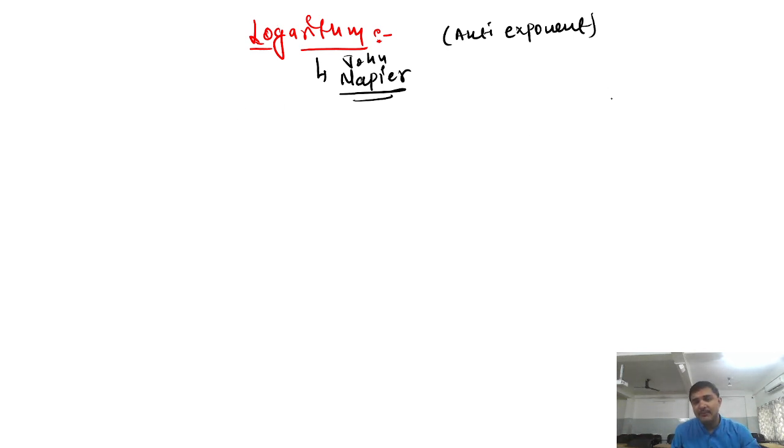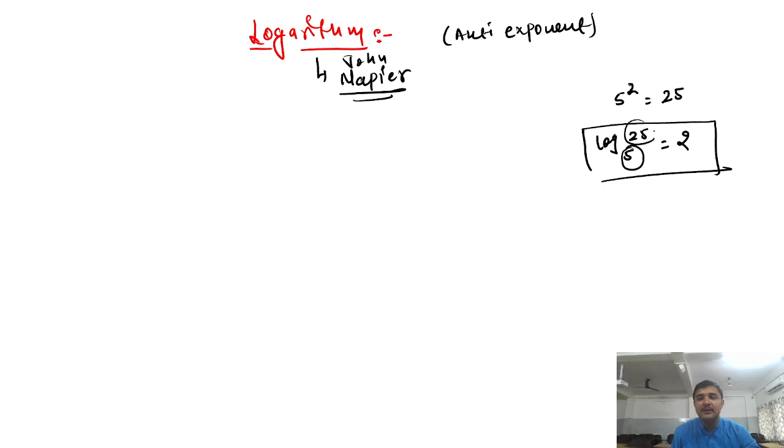How? Say, for example, if I'm telling you 5 square, this is some exponential form, and we know it is 25. But if I'm taking log on both sides, log 25 base 5, so logarithm is actually giving us the answer as exponent. This is what we call the base of logarithm, this is the argument of logarithm, and ultimately the answer we get is the exponent. I'll read it as: which power should I apply on 5 so that we get 25? Logarithm is basically giving us which power I apply on 5 so that I reach 25.